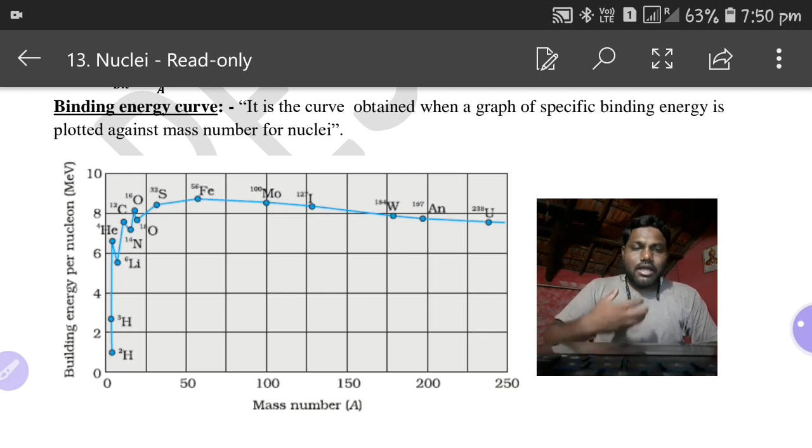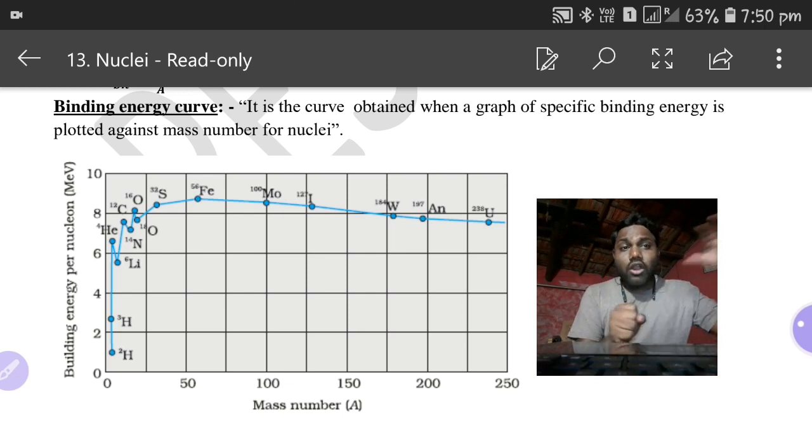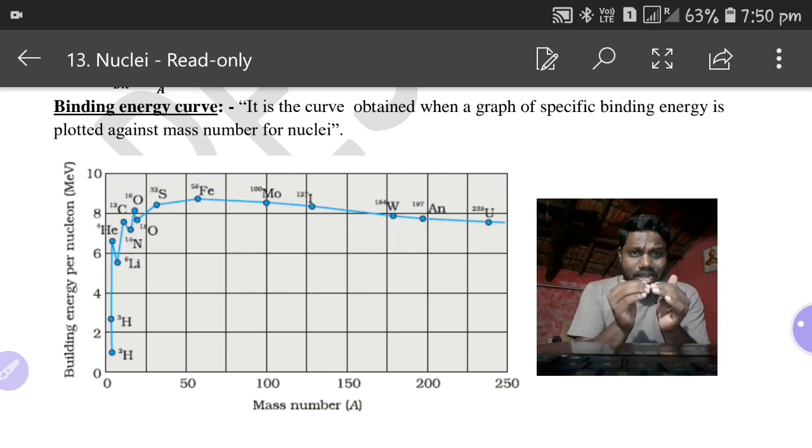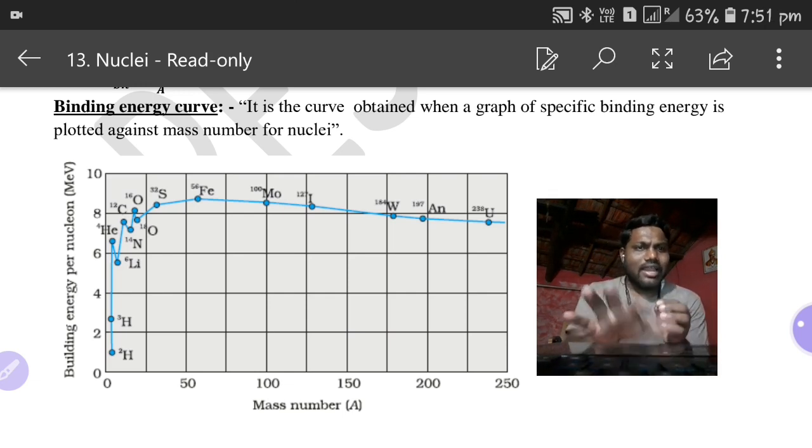That means if the binding energy per nucleon is more, they are more stable in nature. If the binding energy per nucleon is more, then we have to invest a large amount of energy to break the nucleus. If the binding energy per nucleon is less, then less energy is required to break the nucleus. If the energy required is less, those elements are less stable in nature.